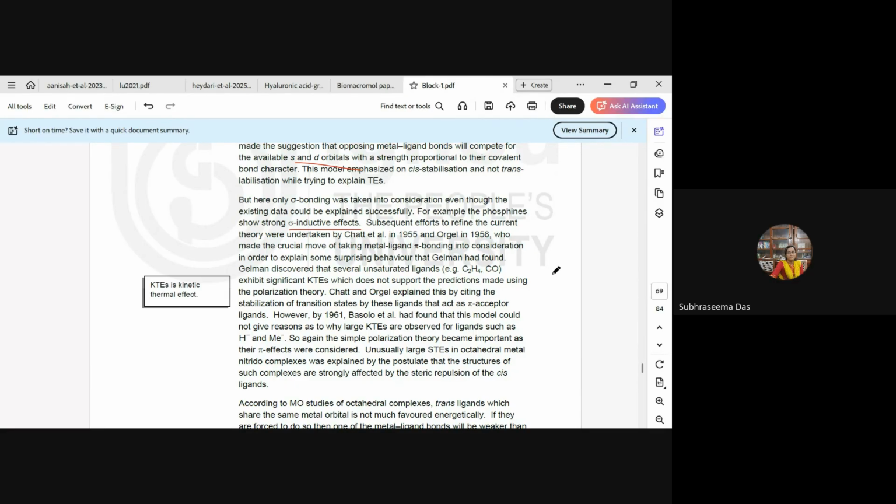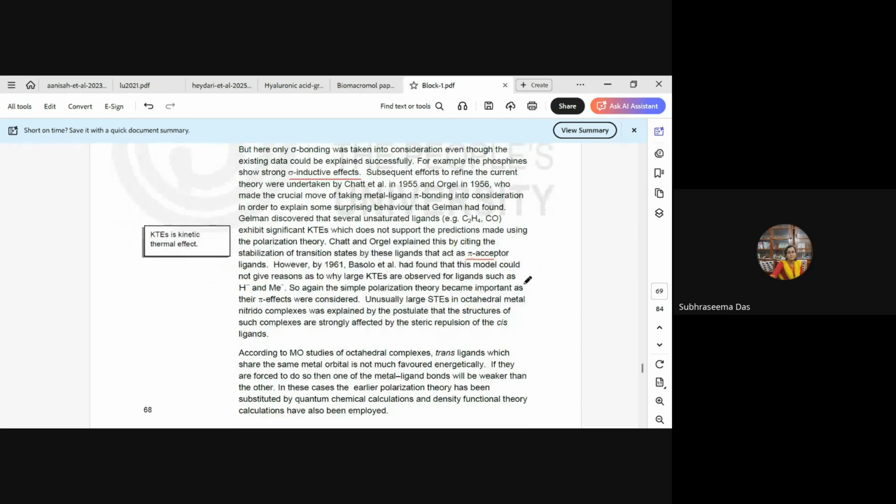Subsequent efforts to refine the theory were undertaken by Chatt et al. and Orgel, who made the crucial move of taking metal ligand pi bonding into consideration. It was Orgel who talked about metal pi bonding in complexes, and he was the pioneer in developing the Orgel diagram, which further explained the stability of octahedral substitution complexes. Chatt and Orgel explained this by citing the stabilization of transition states, where the ligands act as pi acceptor ligands.